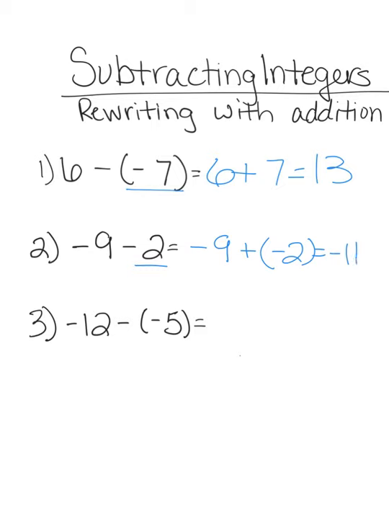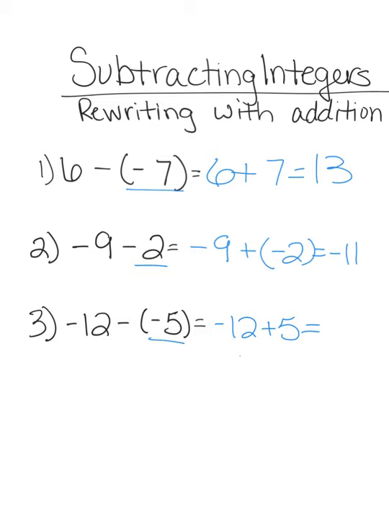And the last and final problem is -12 minus -5. I'm going to rewrite, keeping the first number the same. Subtraction becomes addition. The opposite of this -5 is a +5. And now I'm adding a negative 12 plus a positive 5.